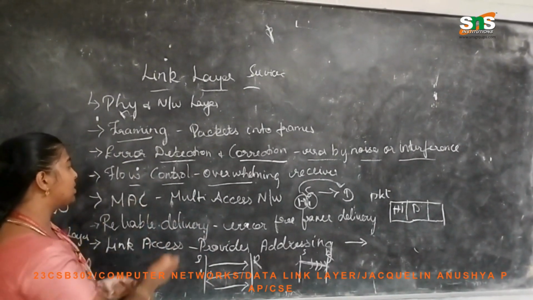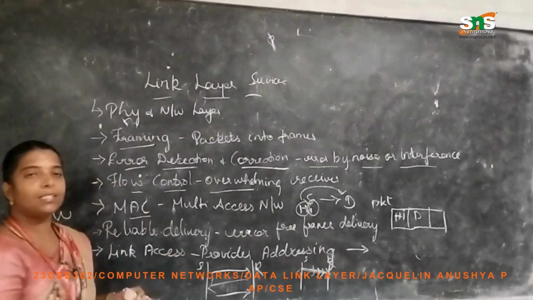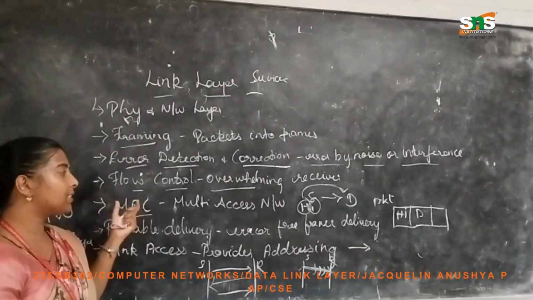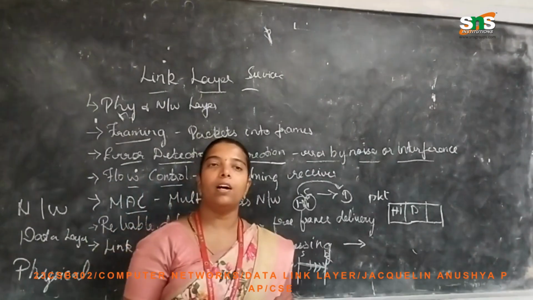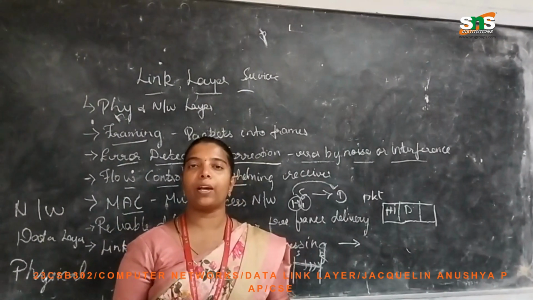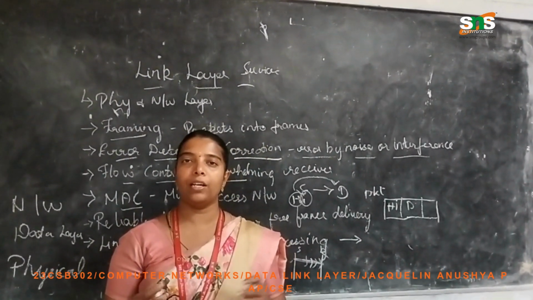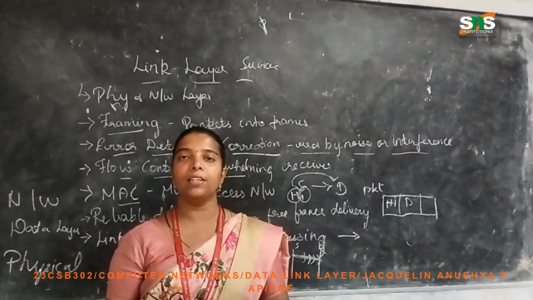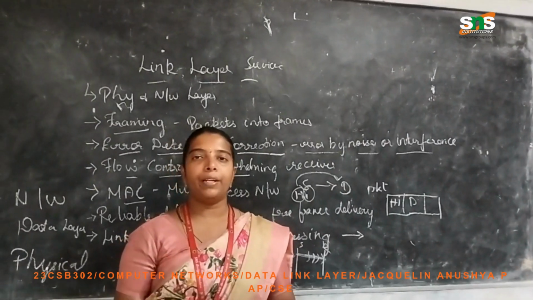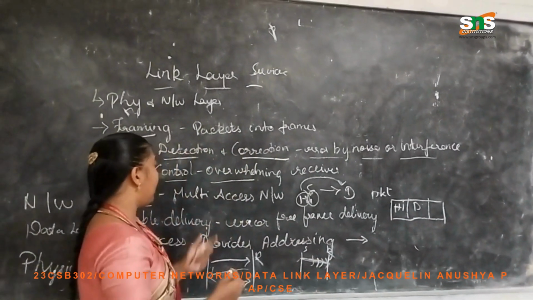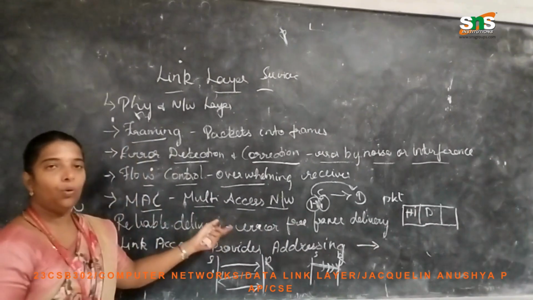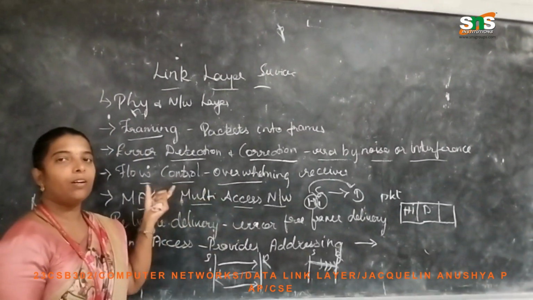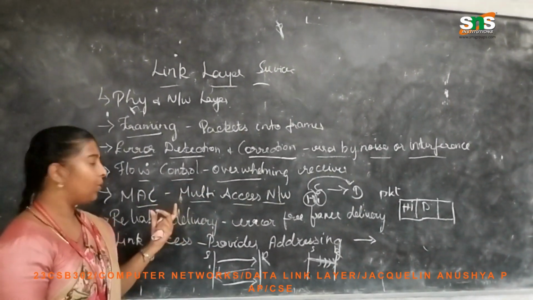Next is your MAC. MAC is media access control, which handles your network access. It may be a single way of network access, or it may be multiple network access. It does multiple network access to communicate your data from one system to another system.